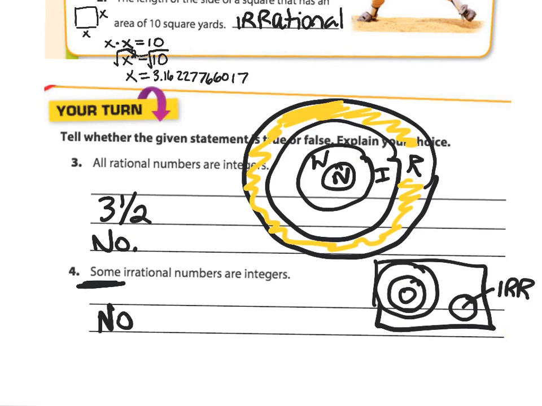Okay, so I should say actually all rational numbers are integers. No, false. And some irrational numbers are integers? No, false. So just think about that diagram. All right, thank you. That's the end of lesson 1.